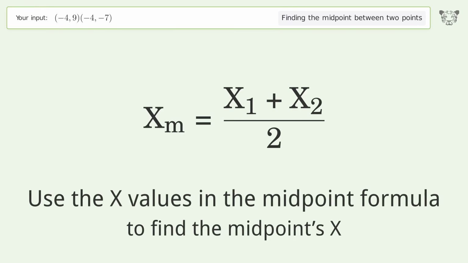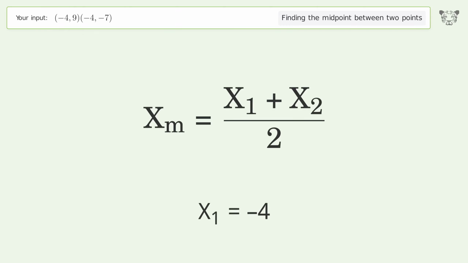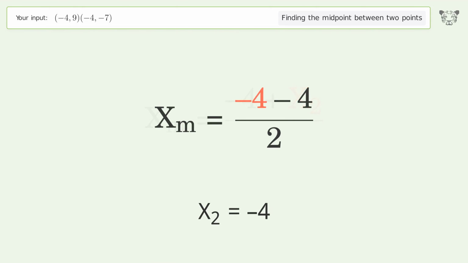Use the x values in the midpoint formula to find the midpoint's x. x1 equals -4. x2 equals -4. Simplify the arithmetic.